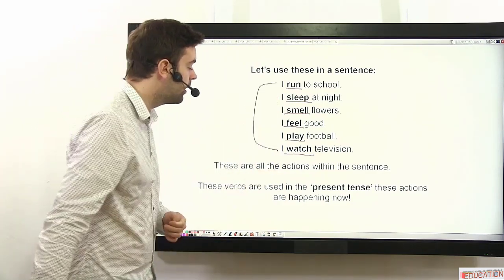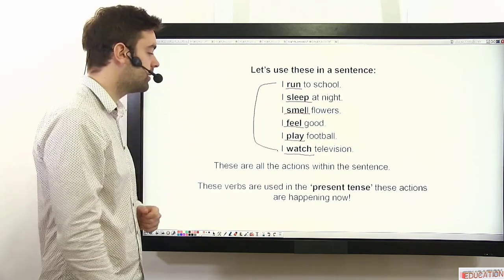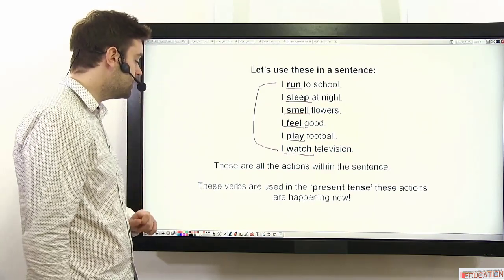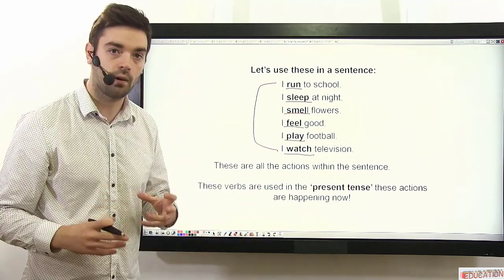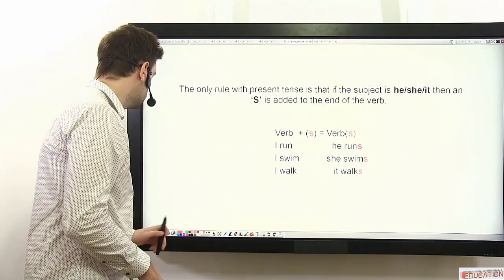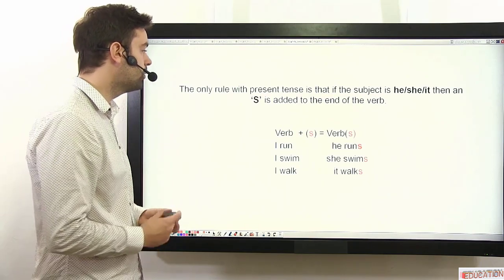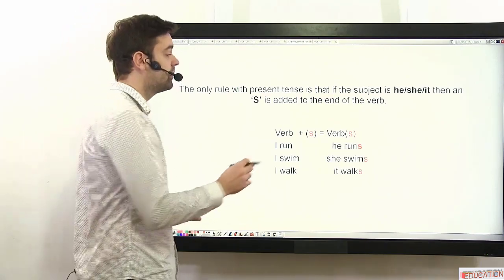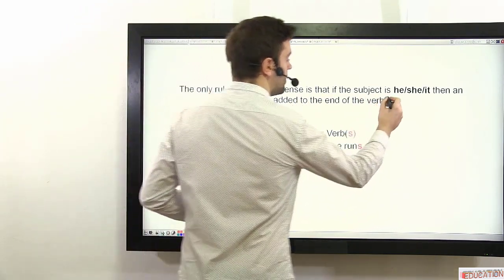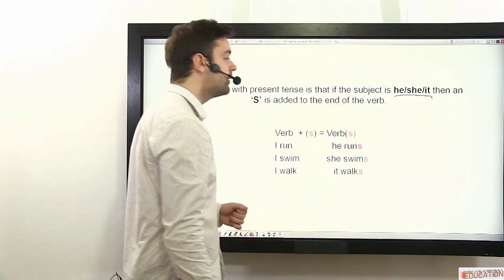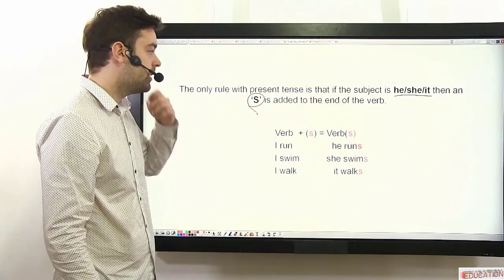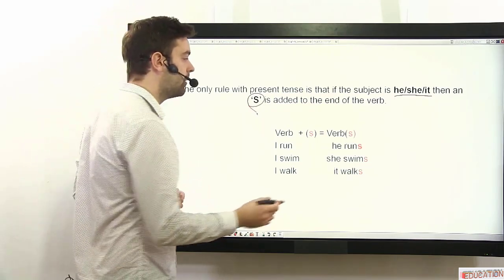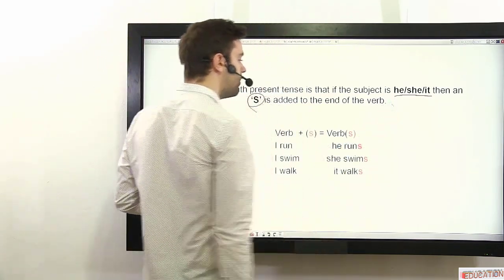These are all the actions within the sentence. And these verbs are used in the present tense. These actions are happening now. The only rule with the present simple tense is that if the subject is he, she, it, then an S is added to the end of the verb.